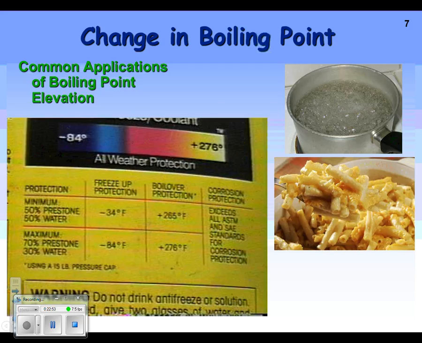So change in boiling point, we talked about that by adding the salt, macaroni and cheese. That's how I remember that. It also has to do with your car. That's why we put antifreeze in our car. It's not just so it won't freeze, it's so that in the summertime it won't boil over, hopefully. Okay, unless it gets way too hot.